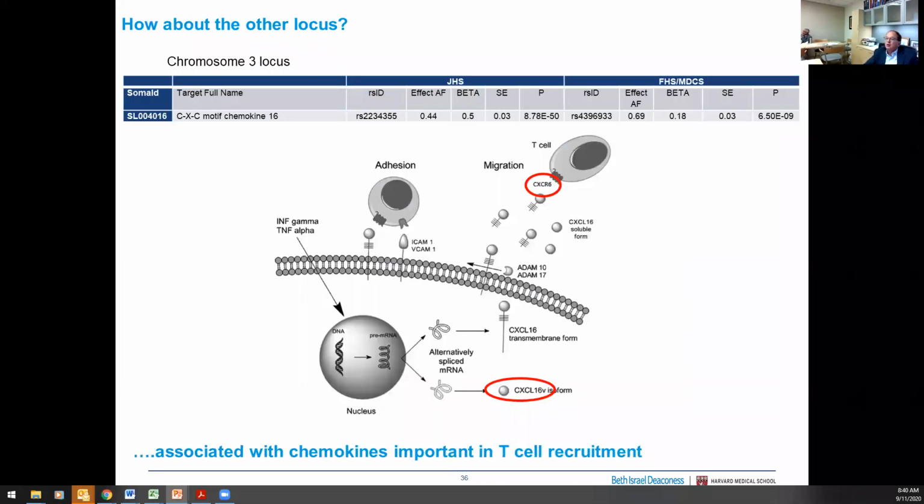All righty, so there's one other locus, super interesting. It turns out that that locus is associated with a secreted peptide called the chemokine, known as CXCL16, and its receptor, CXCR6, that's on T cells, okay? That we think is equally as fascinating as well.